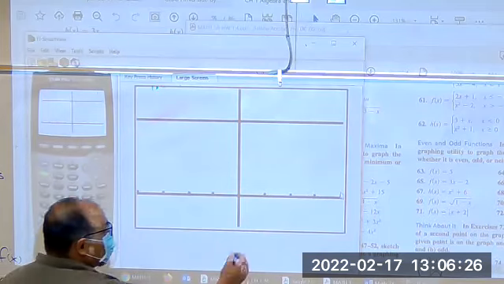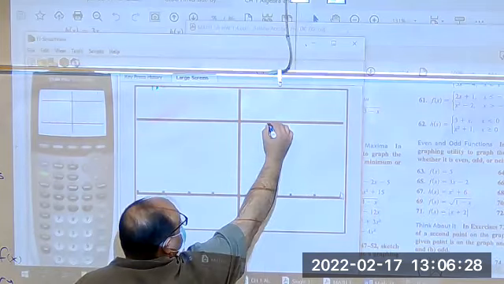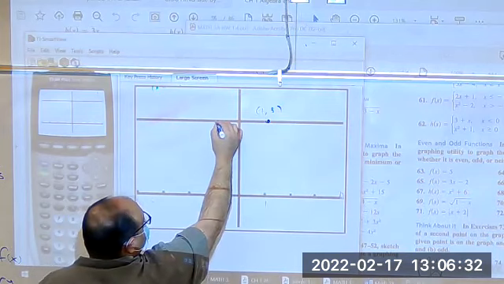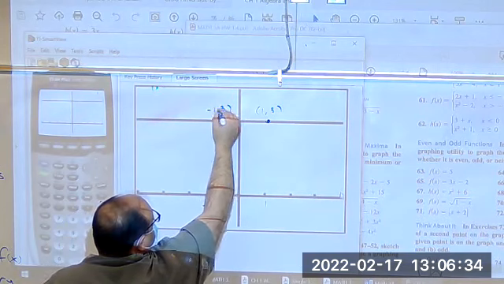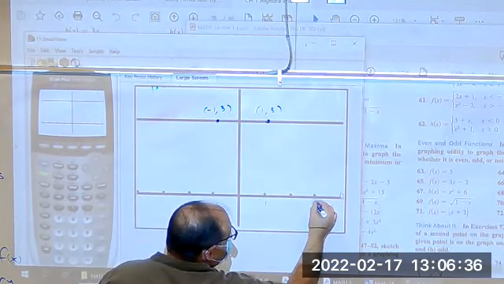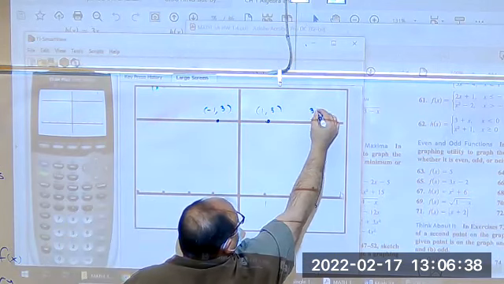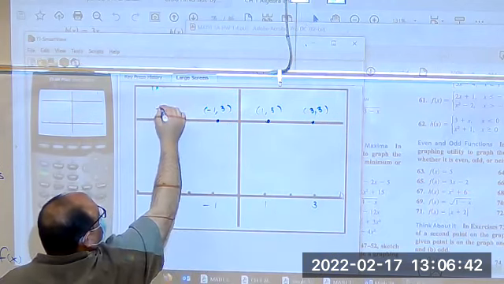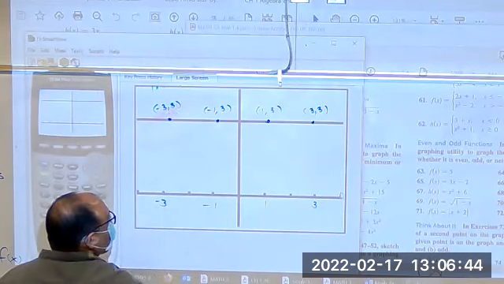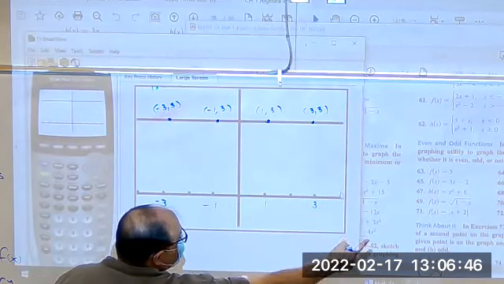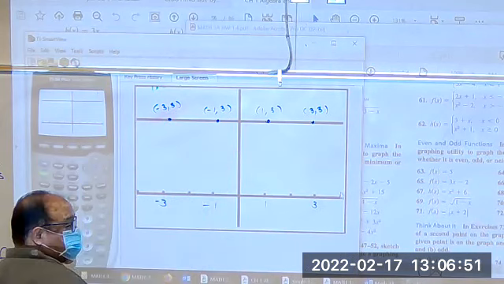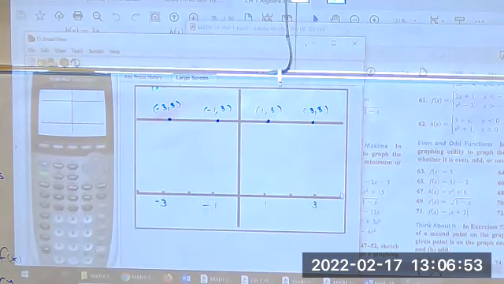So over here, when you plug in 1, we get 3. When you plug in negative 1, we get 3. When you plug in 3, we get 3. When we plug in negative 3, we get 3. Are the y values on the right side the same as the y values when you plug in their counterpart on the left side? Yes or no?